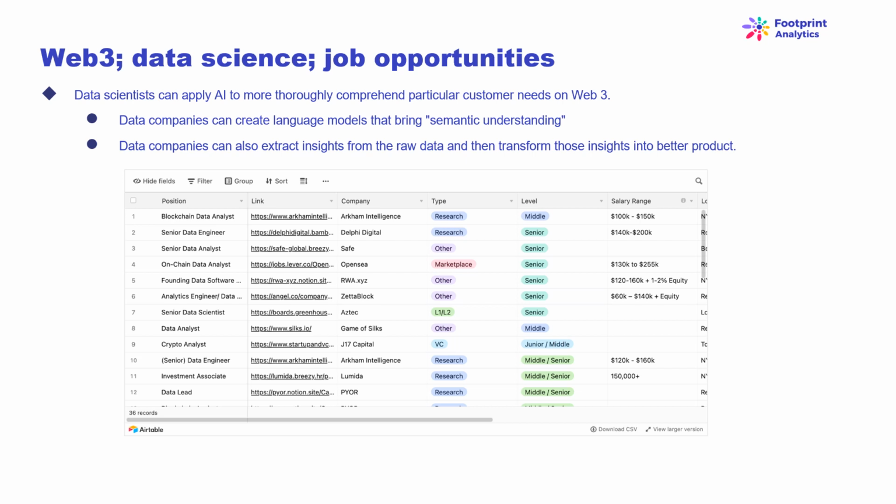Data companies can create language models that bring semantic understanding. Because Web3 is individual or user-focused, and because data is linked to user interaction, they can then create solutions that are specifically tailored to the user. Data companies can also extract insights from the raw data, and then transform those insights into better product recommendations that can enhance the customer experience primarily based on customer expectations.